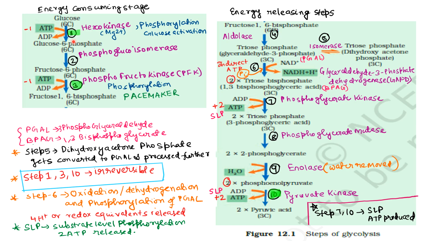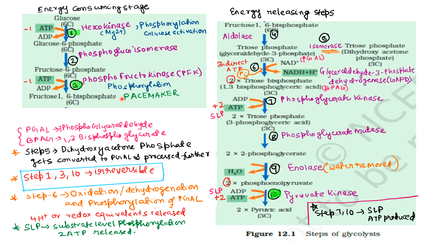Okay, now in the second step, glucose 6-phosphate is converted to its isomer fructose 6-phosphate, and the enzyme responsible for it is phosphoglucoisomerase. Again, in the third step, which is also an irreversible step, one molecule of ATP is utilized and fructose 6-phosphate is phosphorylated to fructose 1,6-bisphosphate.